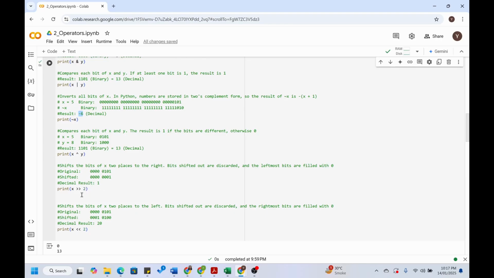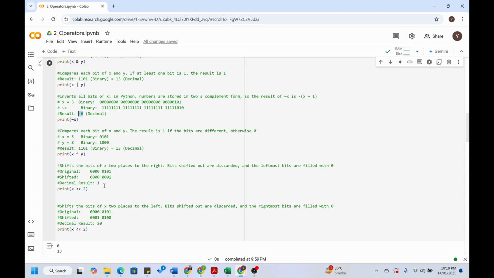So now what I'm doing is shifting these values of x to the right by 2 digits. So what it will do is shift the values, the leftmost bits. Okay, so let's say I'm shifting the bits of x by two places to the right-hand side, as I've mentioned over here. So these bits shifted out are discarded and the leftmost bits are filled with 0.